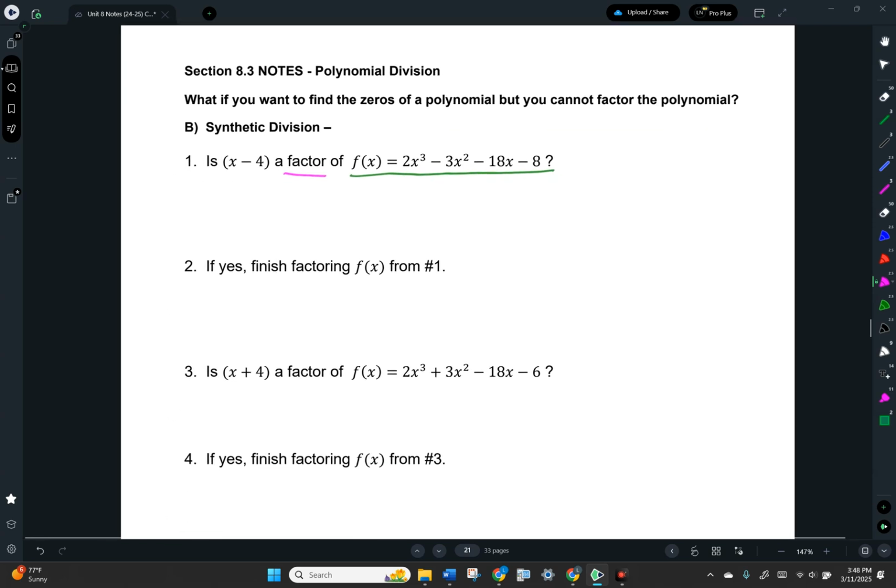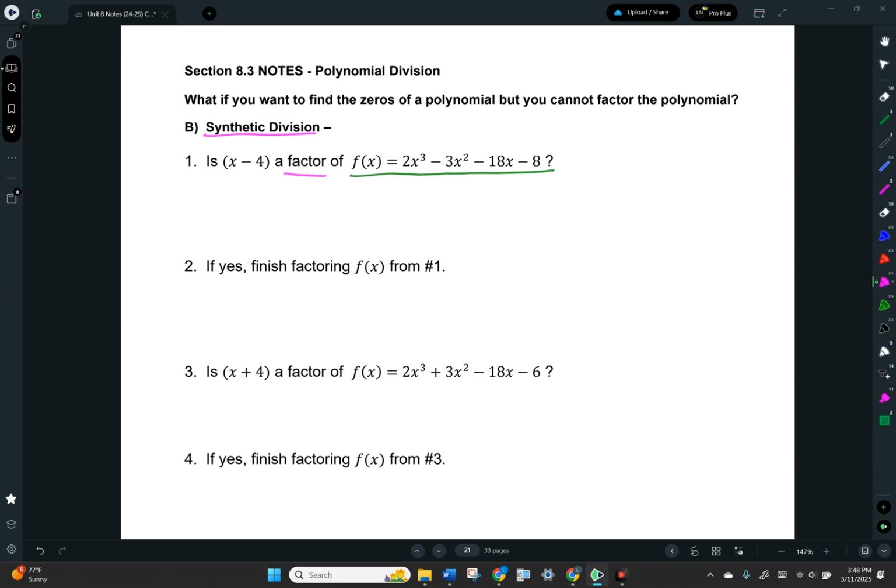So when I say, is x minus 4 a factor, what I'm really saying is, would it divide into this polynomial evenly? And you might say, well, how do you divide polynomials? Well, there is a way to do long division. We're not going to go there. We're going to talk about kind of a shortcut way to do division, and that is called synthetic division.